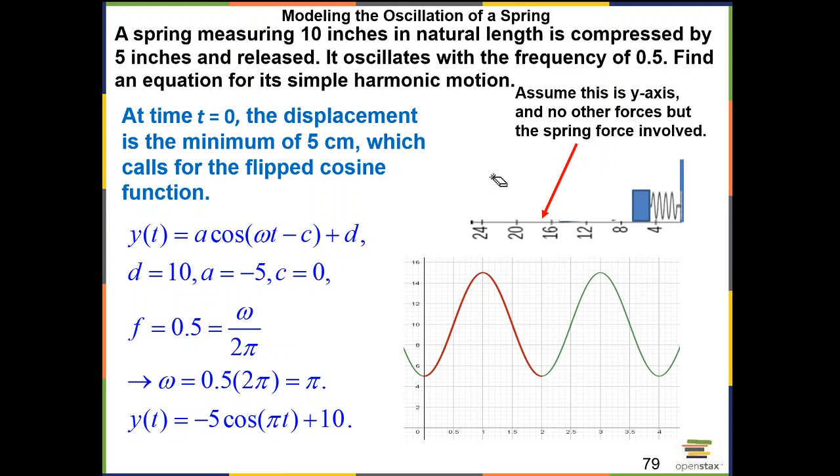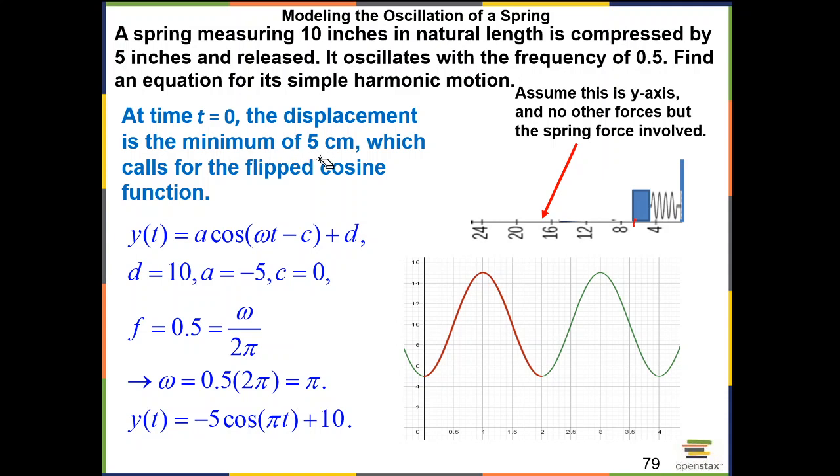A spring measuring 10 inches in natural length is compressed by 5 inches and released. So this spring used to be over here at 10. So we compress it all the way to 5 inches, right? We assume that, let's say this is 5, okay? So we compress it, let it go. What happens? Well, if we assume there is no friction, no gravity, nothing, this is going to just go back and forth, right? So now at time 0, the displacement is the minimum.